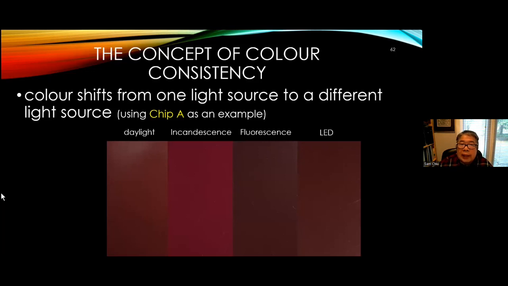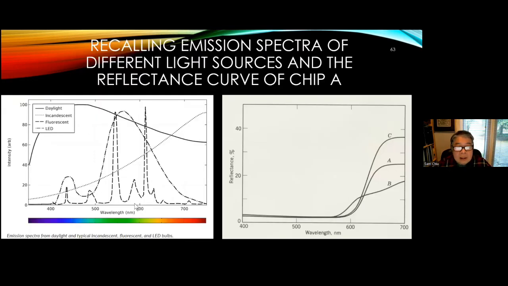Let's take a look at it again. This is chip A: daylight, incandescent, fluorescent, LED. Same chip in four different lights. So this is what we call color consistency. The color consistency of the same chip, depending on the light, gives you a different signal that you interpret as a different color. So we're recalling the different light sources and the three A, B, and C chips.